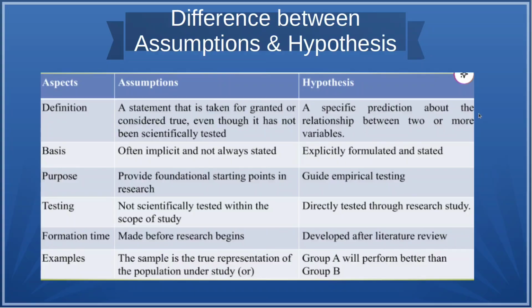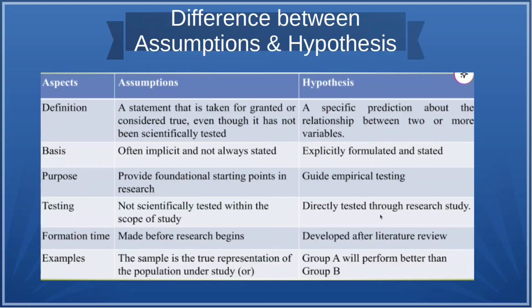Whereas hypothesis is a prediction about the relationship between two or more variables. Basis, often implicit and not always stated. Okay, often we assume but we don't actually state it. Hypothesis is explicitly formulated and stated. You have to formulate and state it in the research study. Purpose, provide foundational starting point in the research. It works as a foundation at the starting point. Here hypothesis guides empirical testing. It will guide the empirical work while calculating the research results.